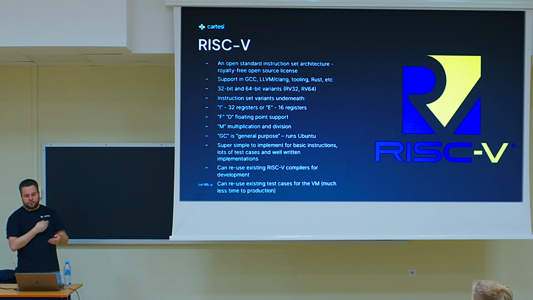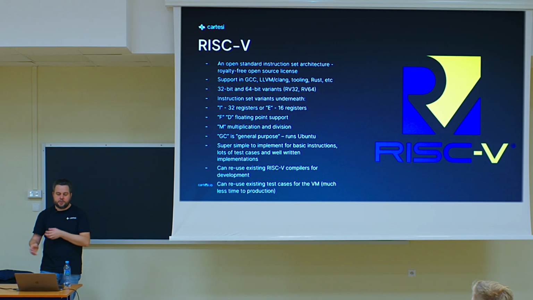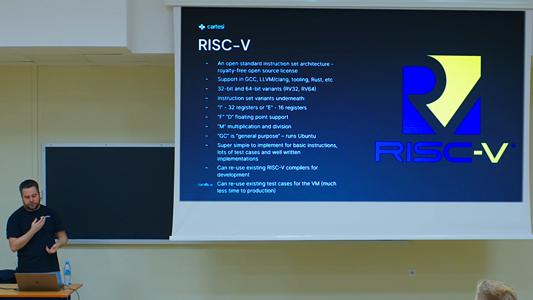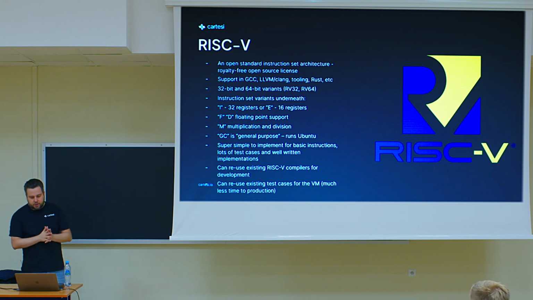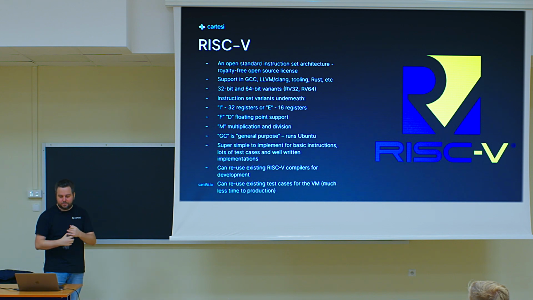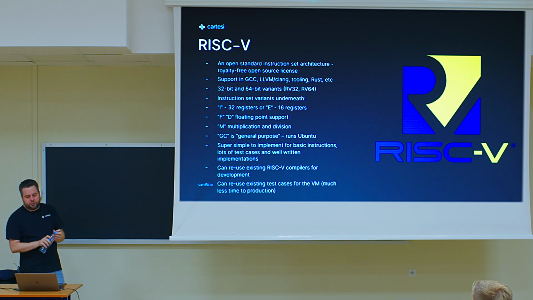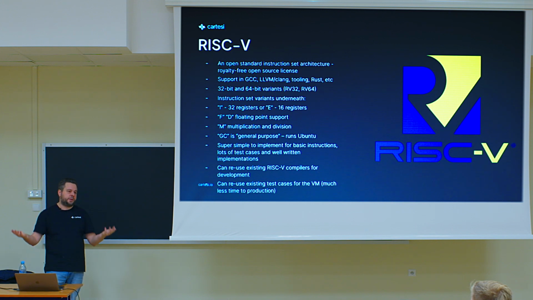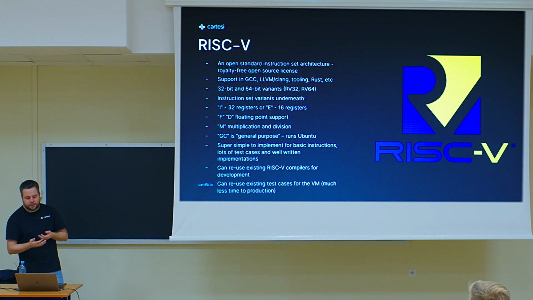And there are different instruction set variants underneath, like for example 32 registers, 16 registers, floating point support, multiplication, division, and what you call GC, which is general purpose, as in essentially you can run Ubuntu on it, as compiled for RISC-V. And it's super simple to implement for basic instructions. Some people have had university courses about how to build a CPU using MIPS or something like that, but RISC-V is really, really easy for people actually to implement in practice.